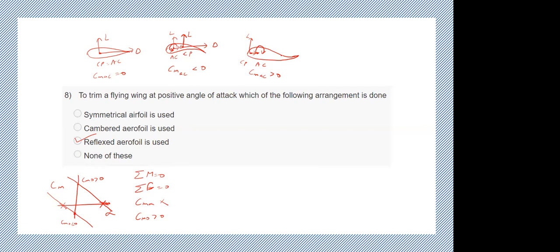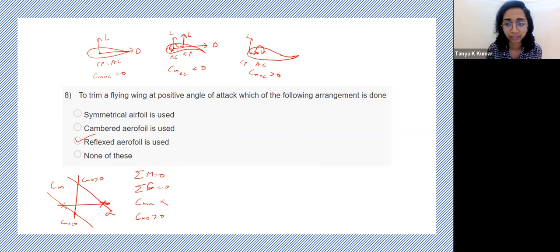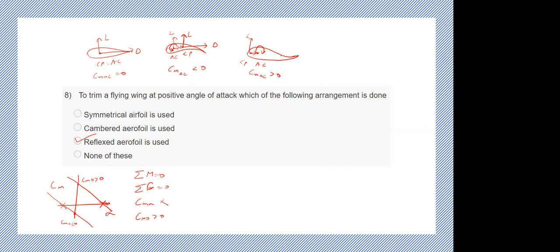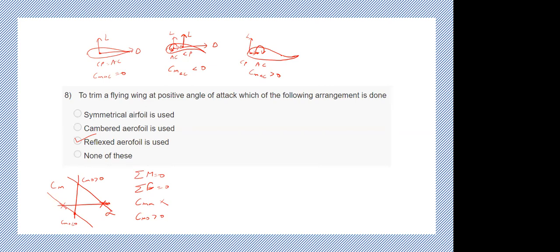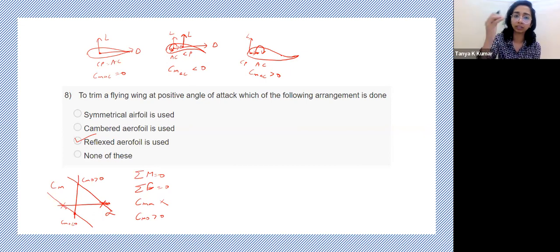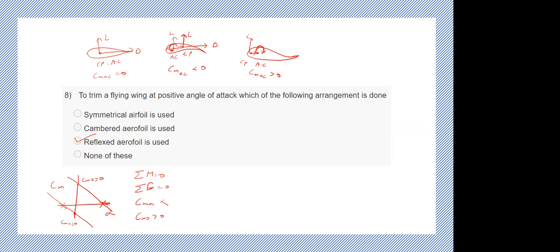Does this make sense? Okay, ma'am. Understood now. Any other questions anyone else has? Ma'am, we are considering CMAC for a cambered airfoil negative because we are having a net anti-clockwise moment about AC. Yes. And for the reflex it is positive since it is clockwise. Yes. So the convention is pitch down is negative, and pitch up is positive. Pitch up is positive.